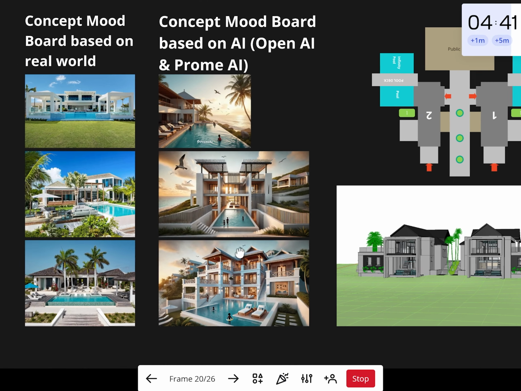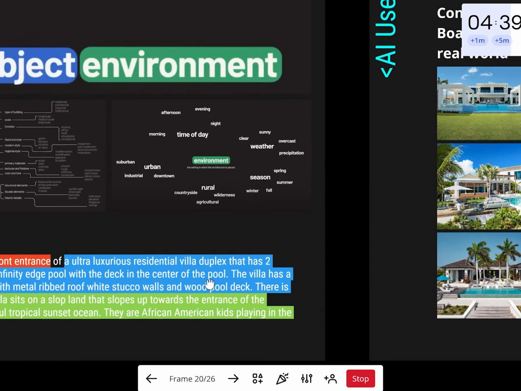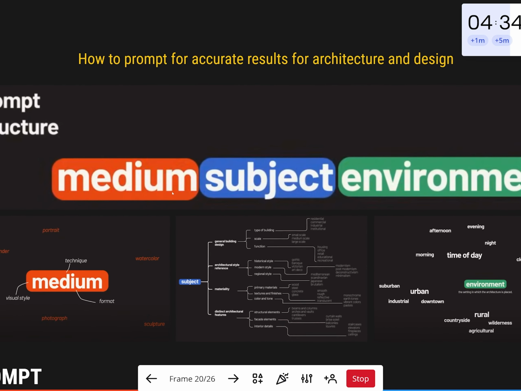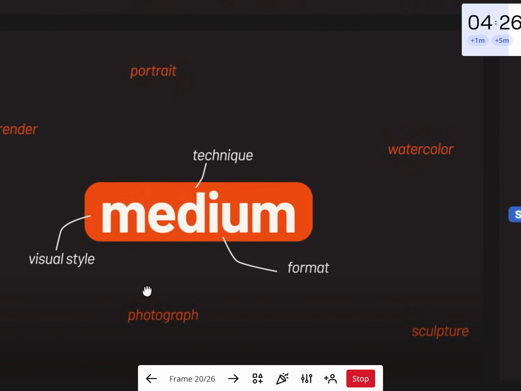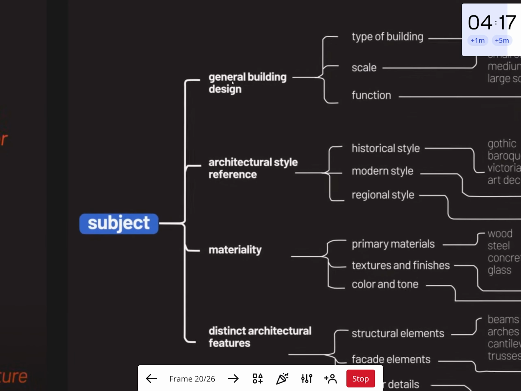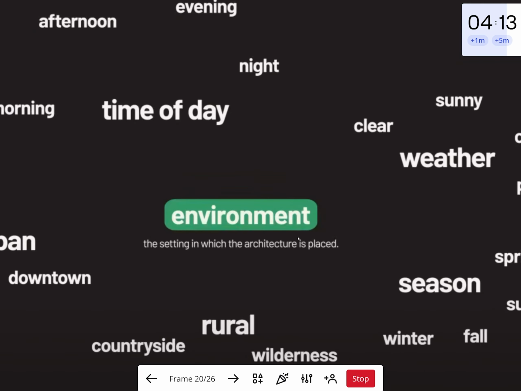So in order to do that, I would have to give it a prompt, and not to go into too much detail, but there is a particular way to ask AI for things, right? And especially in architecture, you want to structure your sentence in medium, subject, as in how you define the subject, in this case, a building, and environment.